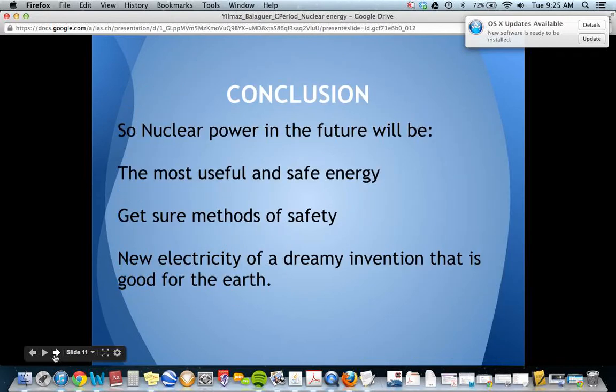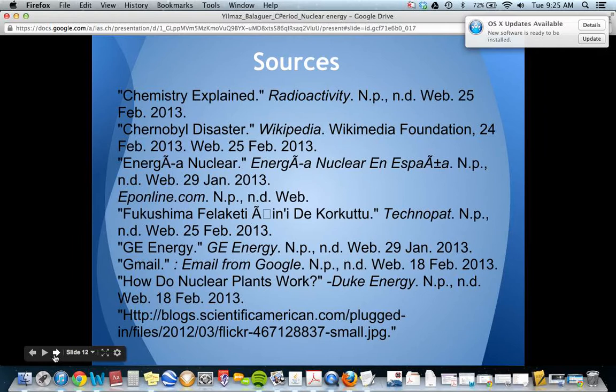And for us, we're thinking nuclear energy is going to take the place of the most powerful energy in the future, because it gives really good energy and is really powerful, and it's going to get safer with new inventions, which are good for the earth and helpful for the world. We're thinking like that. And then these are the sources.